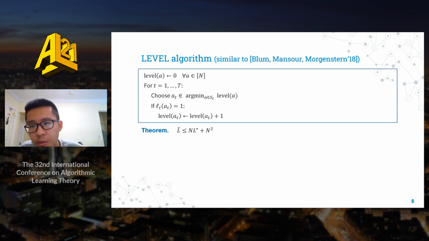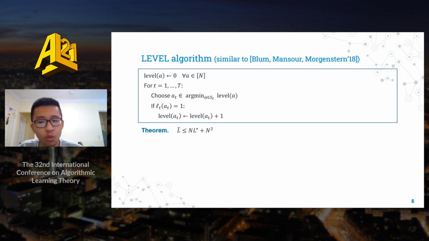The first algorithm is called the level algorithm. It works for binary losses with any number of zeros. The algorithm is very simple, and it's actually a variant of an algorithm by Blum et al. Their algorithm is for some other applications, but the idea is very suitable for our problem too.